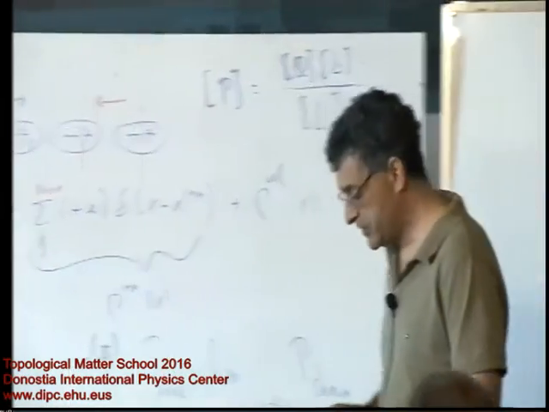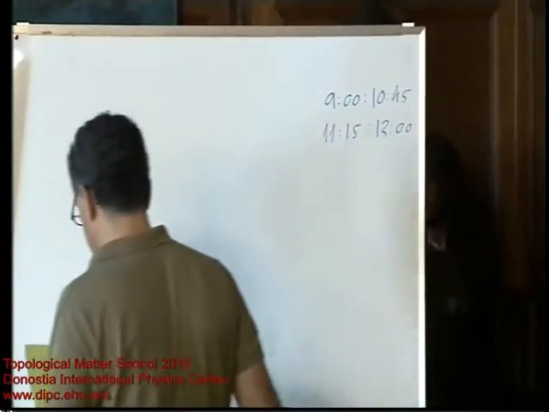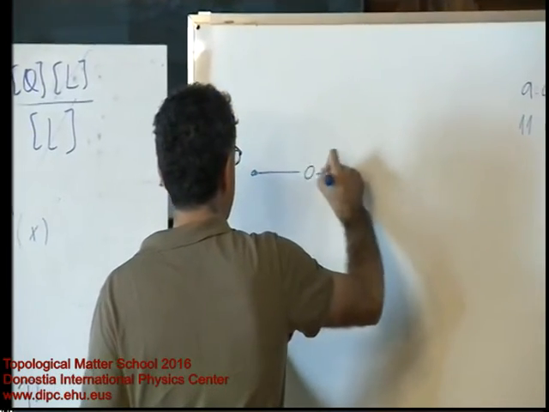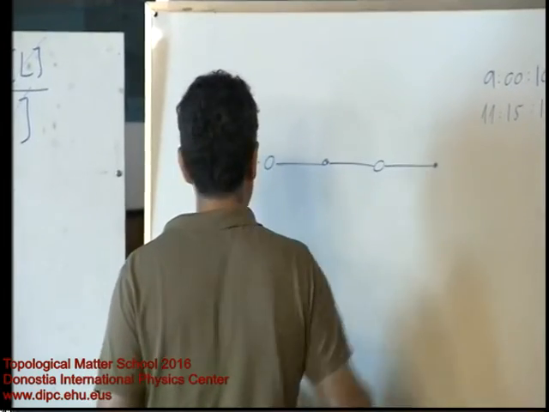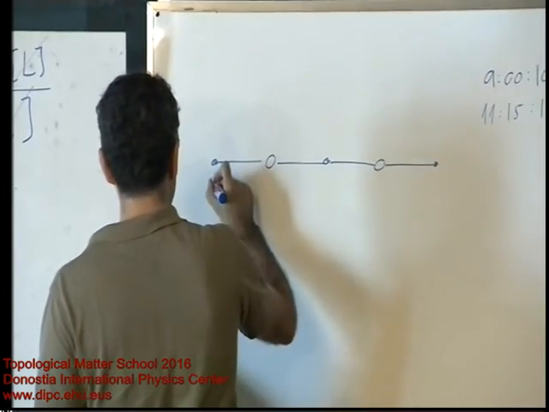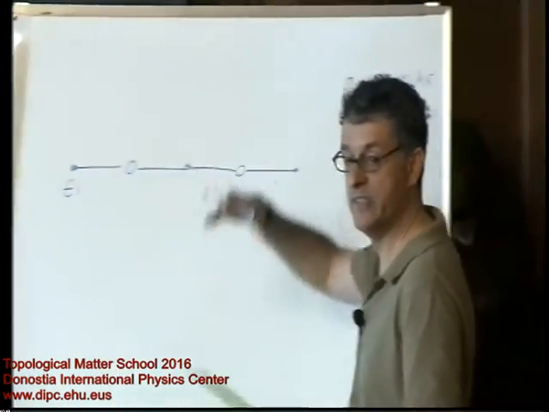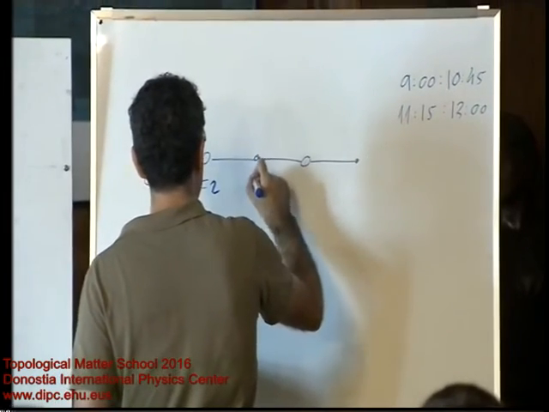To drive this point home more clearly, let me propose a thought experiment. Let's take our chain, maybe a chain with two different sides, something like this. Let me call E1 the on-site energy. So we have alternating sites with two different on-site energies, E1, E2. And we have some long chain.